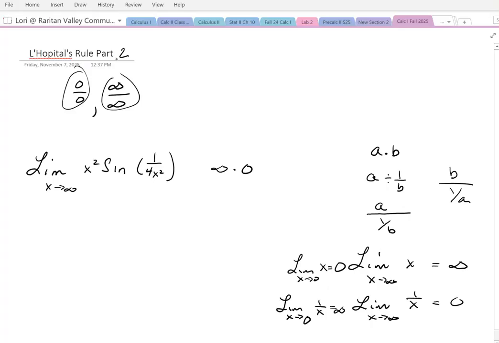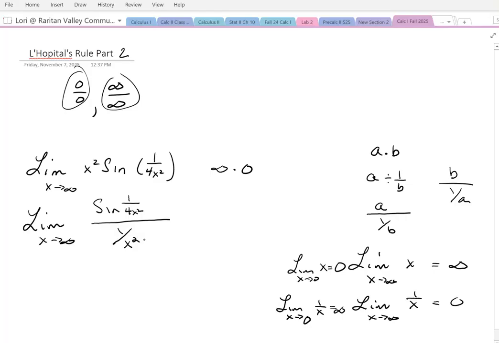Now, obviously, I would suggest going with the easiest function of the two. So we have x squared or sine of 1 over 4x squared. There's our 2 functions. I'm going to take the x squared term. I mean, you can certainly do it with the 1 over 4x squared, but that's going to get a little bit more complicated. I'm going to keep the sine in the numerator, and I'm going to flip this to 1 over x squared.